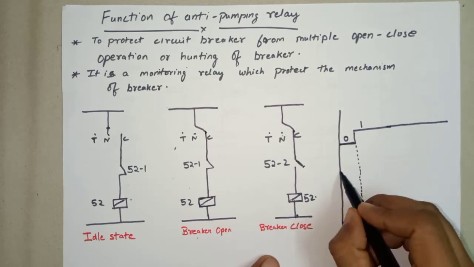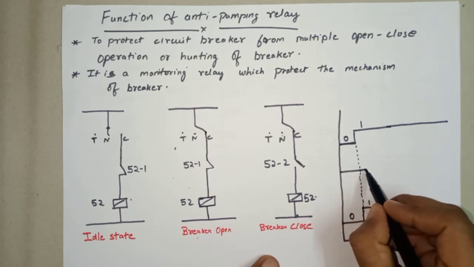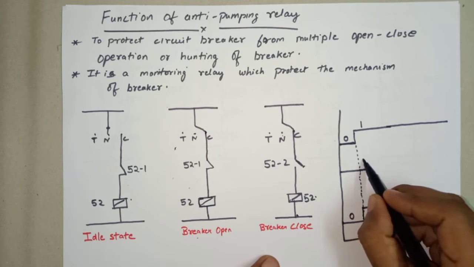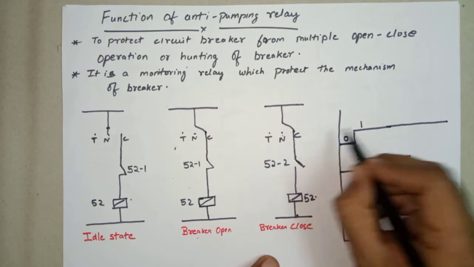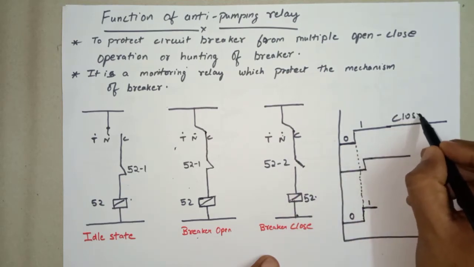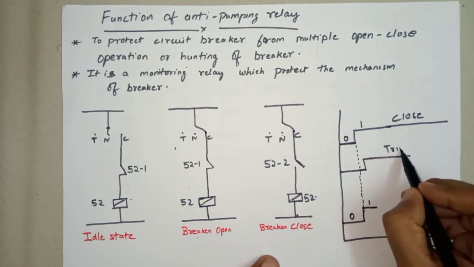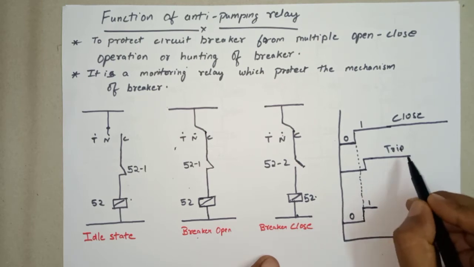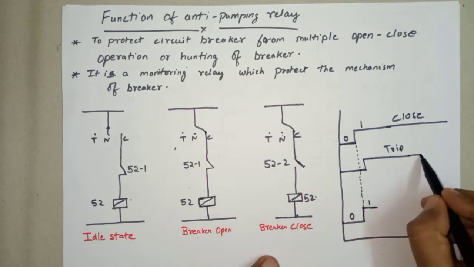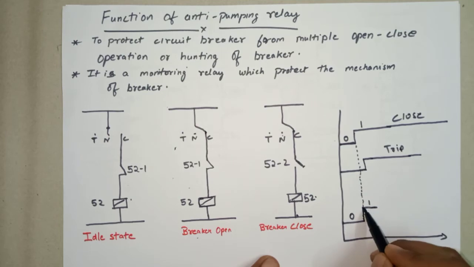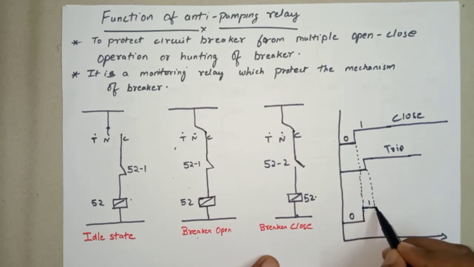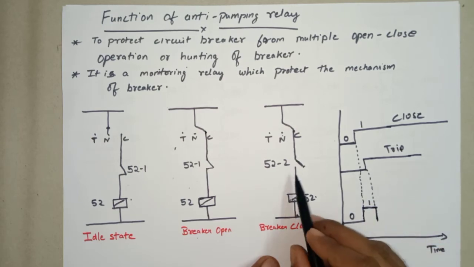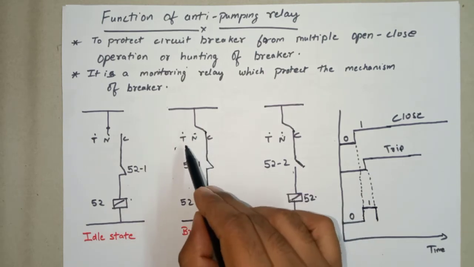Now in this case, a trip command is generated, let's say here. This is the close command, and this is the trip command. The trip command is issued to a separate trip coil. I have not made the diagram here. Now suppose here the trip command is issued. What will happen? The breaker will immediately trip here, and return to this state.